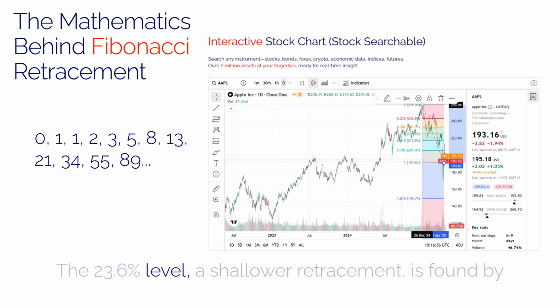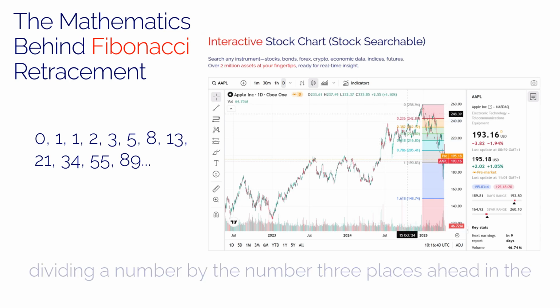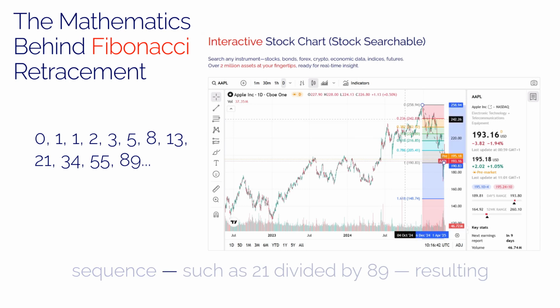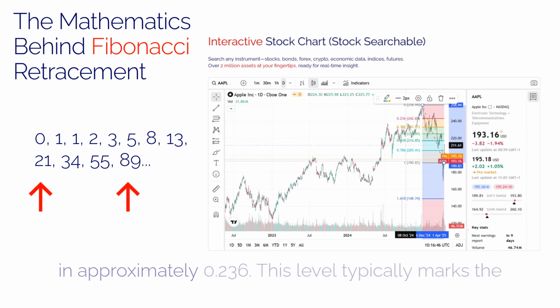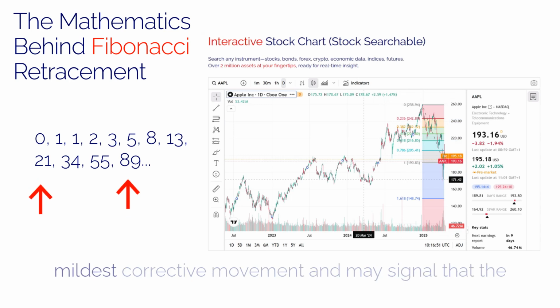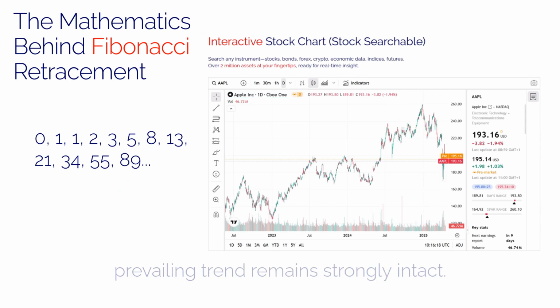The 23.6% level, a shallower retracement, is found by dividing a number by the number 3 places ahead in the sequence, such as 21 divided by 89, resulting in approximately 0.236. This level typically marks the mildest corrective movement and may signal that the prevailing trend remains strongly intact.